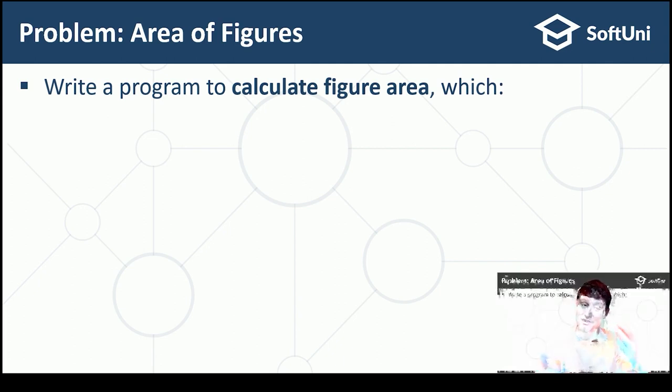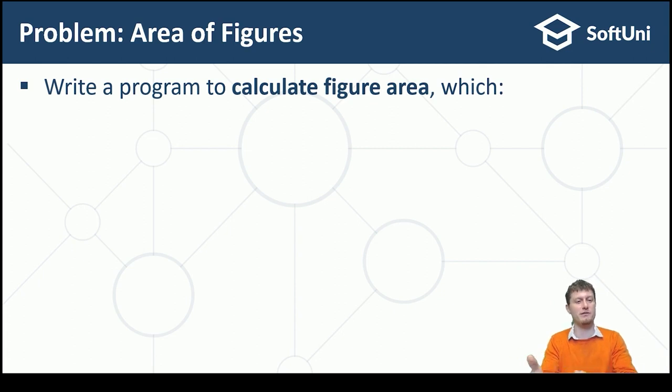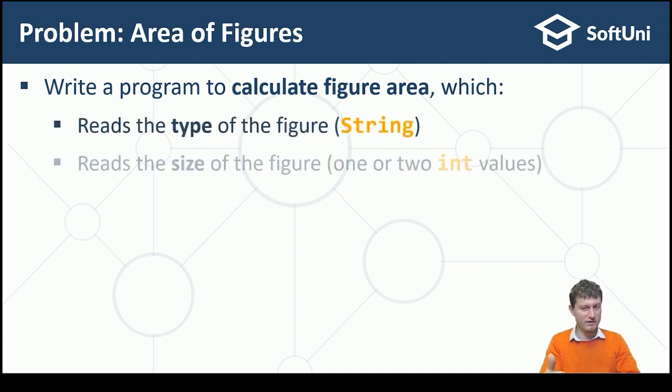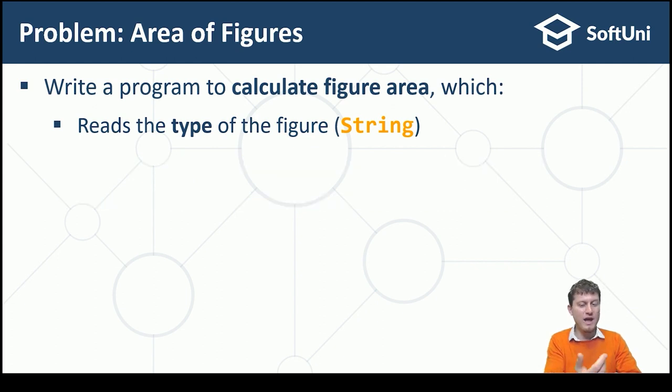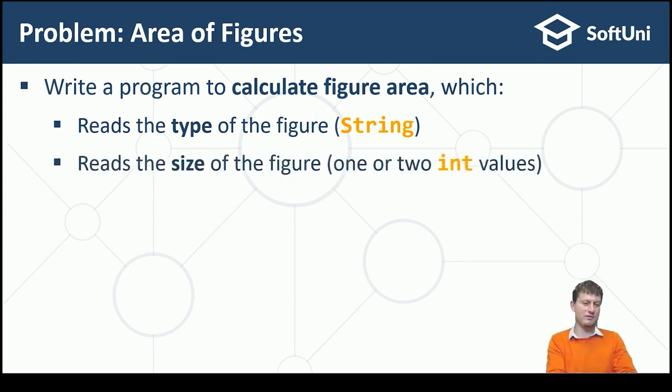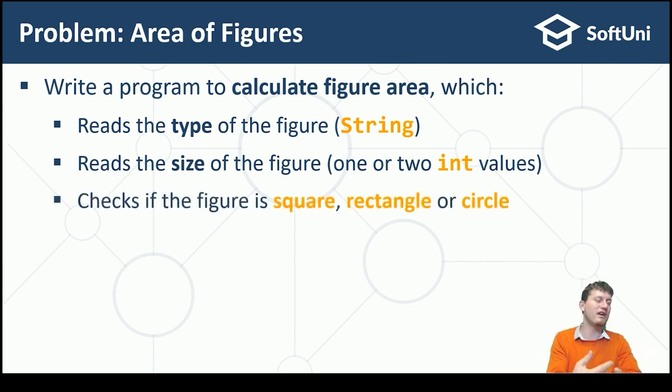The next problem is called area of figures. It's about writing a program to calculate the area of a certain figure, which might be a square, rectangle, or circle. The program should read at the first line the type of the figure, for example, circle, then reads the size of the figure. It might be one integer, for example, the circle radius, or two integers, for example, width and height, if it is a rectangle.